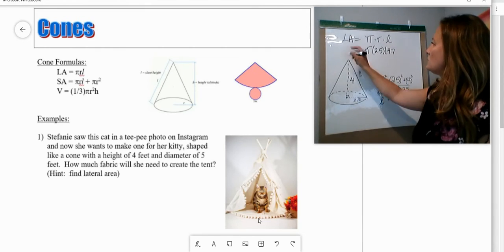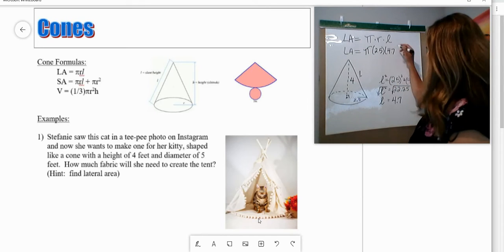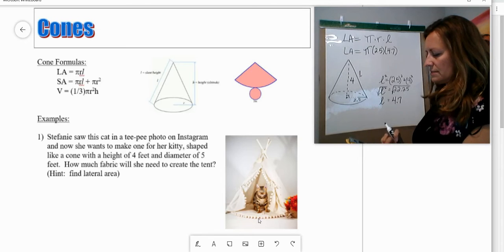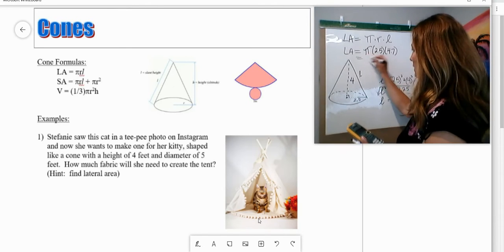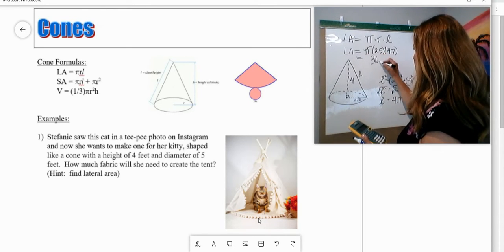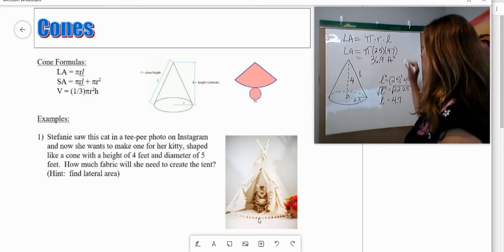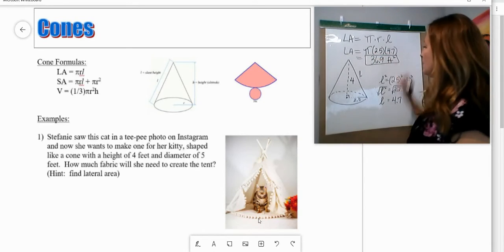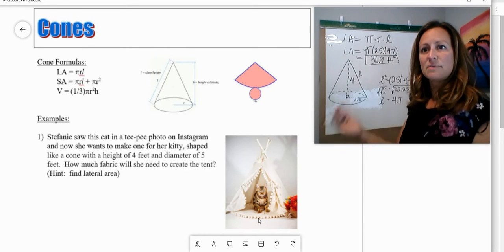Okay, so this is just lateral area. 2.5 times 4.7 times pi. And I'm using the pi button to get as accurate as possible. And that's 36.9 square feet. Okay, that's the lateral area. This would be how much fabric she would need for just the upright part of the tent.